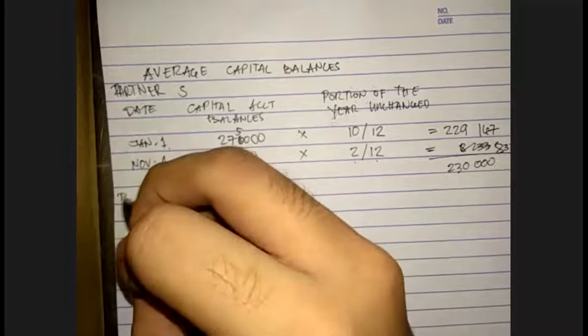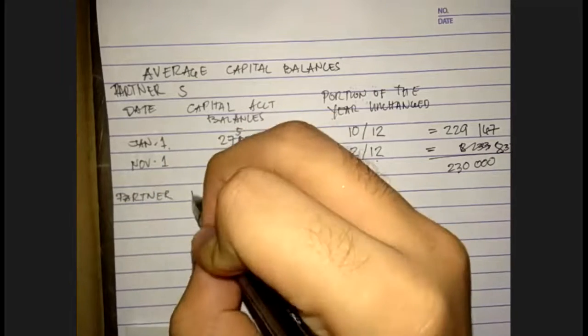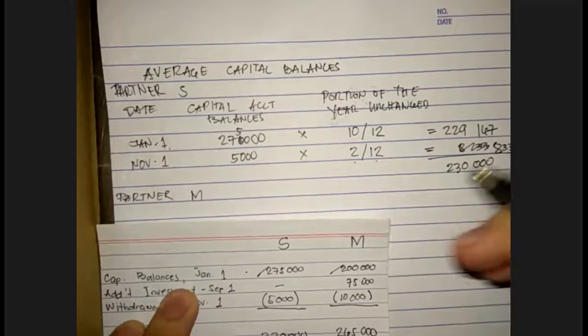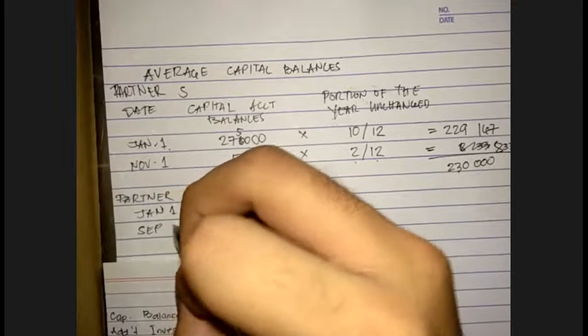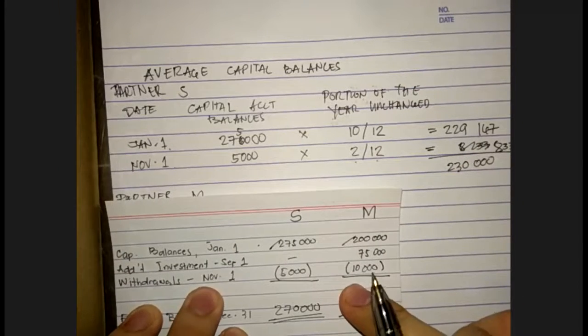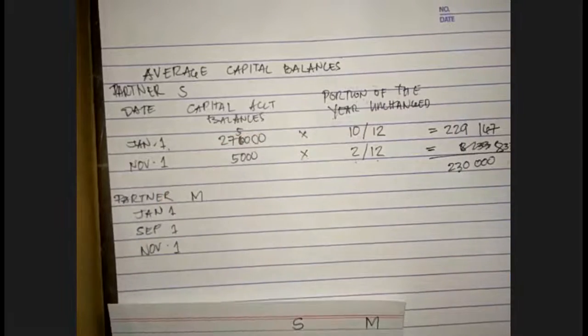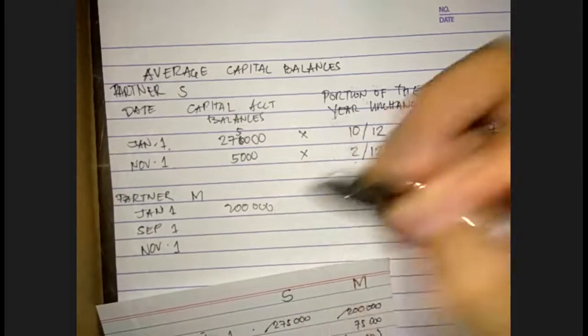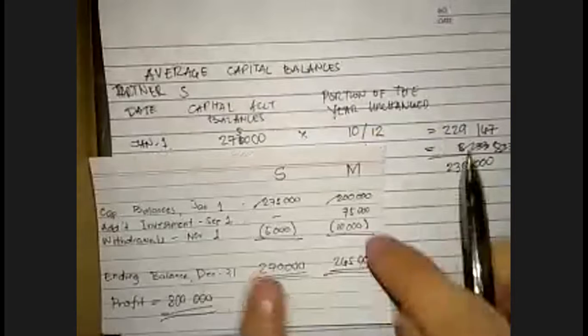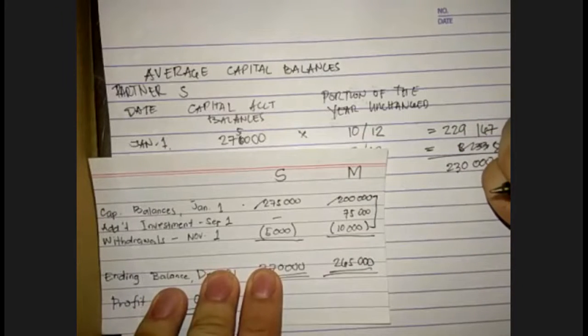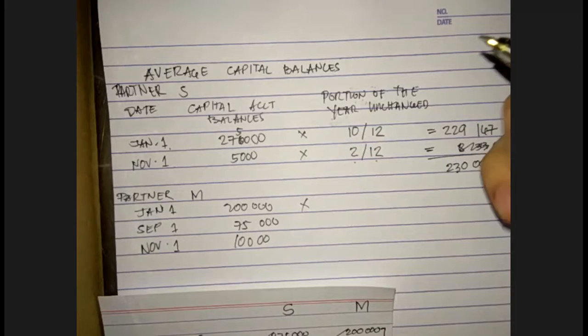Si partner M naman ngayon, ganun lang din ang gagawin natin. Nagkaroon siya ng investment ng January 1, and nagkaroon din siya ng additional investment ng September 1, and nagkaroon siya ng withdrawals ng November 1. Meron tayong capital 200,000, 75,000, and 10,000. Ito yung amounts na kinonsider natin sa partner M. Ilang months ang hindi siya nagkaroon ng transaction, portion of the year unchanged.